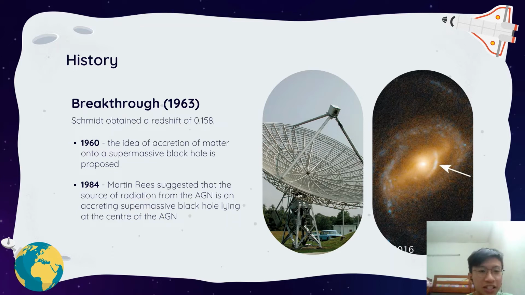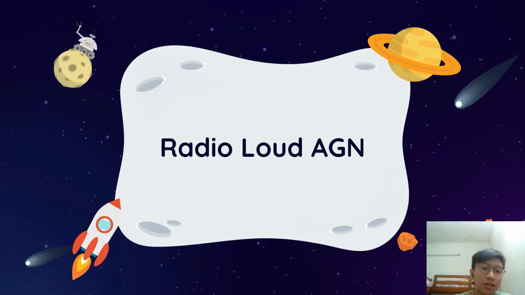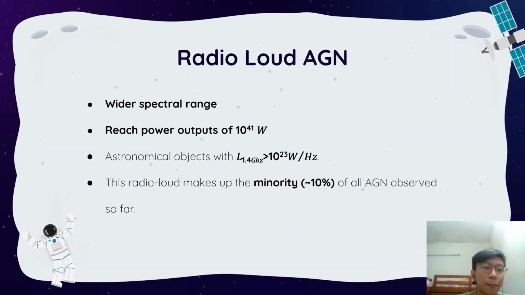In the 1960s, the idea of accretion of matter onto a supermassive black hole was proposed by several astrophysicists to explain the behavior of AGN phenomena. Martin Rees suggested in 1984 that the source of radiation from the AGN is an accreting supermassive black hole lying at the center of the AGN, which is what we know now. So that's all for the history, and we will talk about some radio-loud AGN.